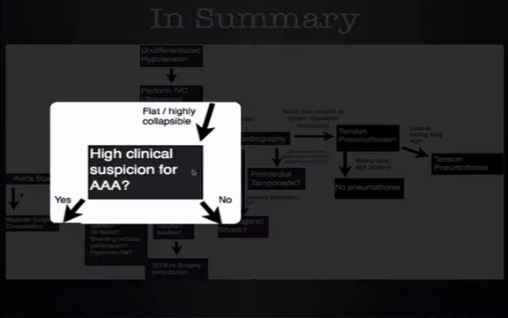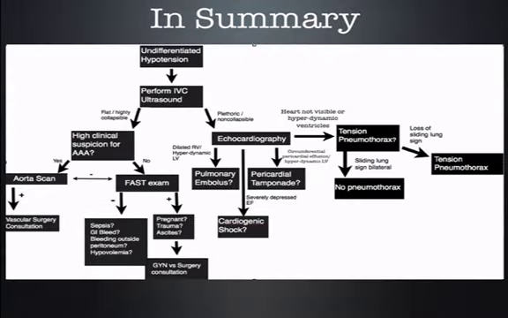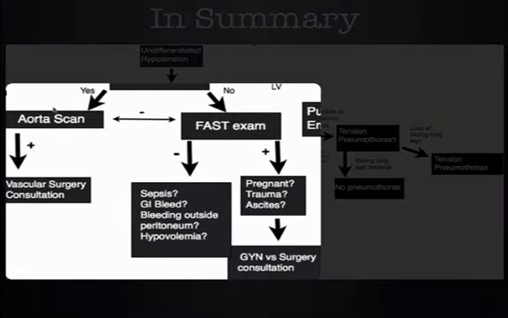You're going to ask yourself, do you have a high clinical suspicion for AAA? If you do, then you're going to proceed to a AAA scan. If not, you're going to proceed to a FAST exam. If the aorta scan shows a AAA, you consult vascular surgery immediately. Again, not worried about whether we see free fluid in the retroperitoneum. However, if our suspicion is low for a ruptured AAA, I recommend proceeding directly to the FAST exam.